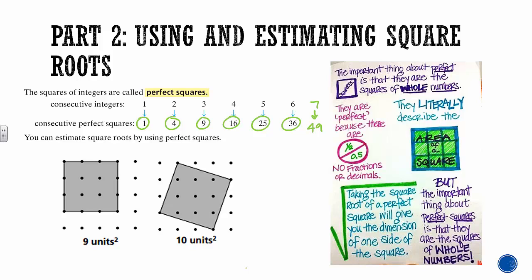These ones here, because they're tilted, you get a fraction or a decimal for your answer on how long the side was. Because remember, all a square root is the length of a side of a square. So taking the square root of a perfect square will give you the dimension of one side of the square. This right here was the basis of that Looking for Pythagoras book. The important thing about perfect squares is that they are squares of whole numbers. So that's why we have squares and square roots, because it's literally describing the area of a square.